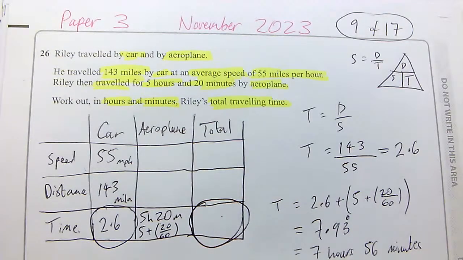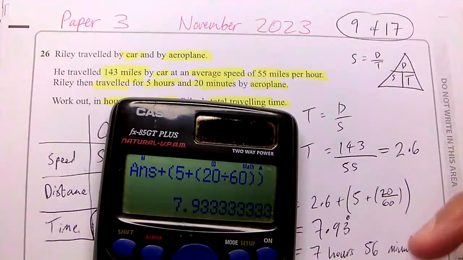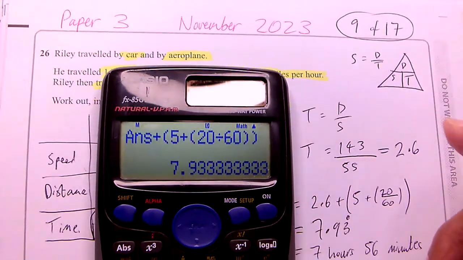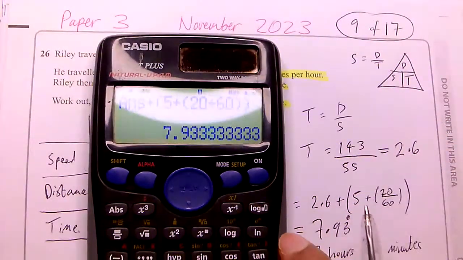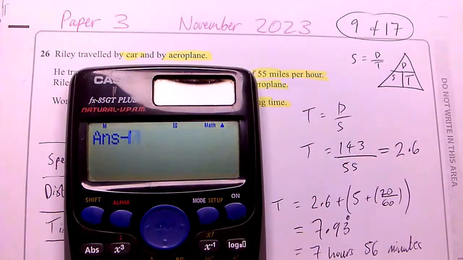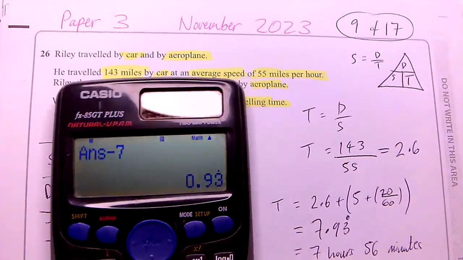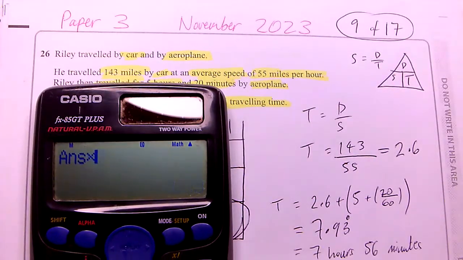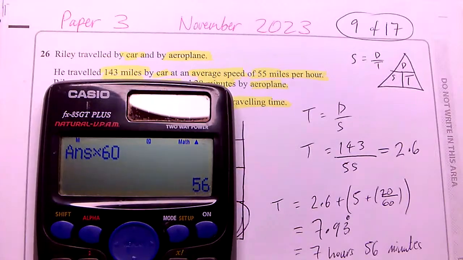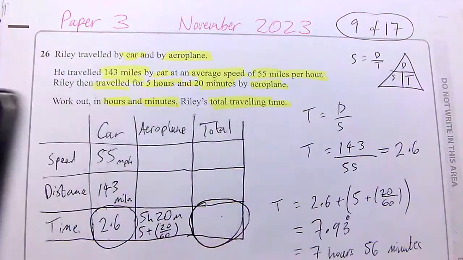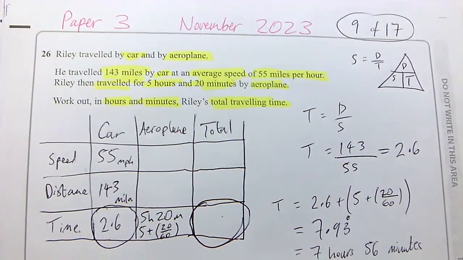And if you don't know how to do that, what we can do is, if we take it back to the decimal, we can take away the 7. So this is the decimal part. The decimal part is that we just multiply it by 60. That's 56 minutes. So that's how we convert it to 7 hours and 56 minutes.